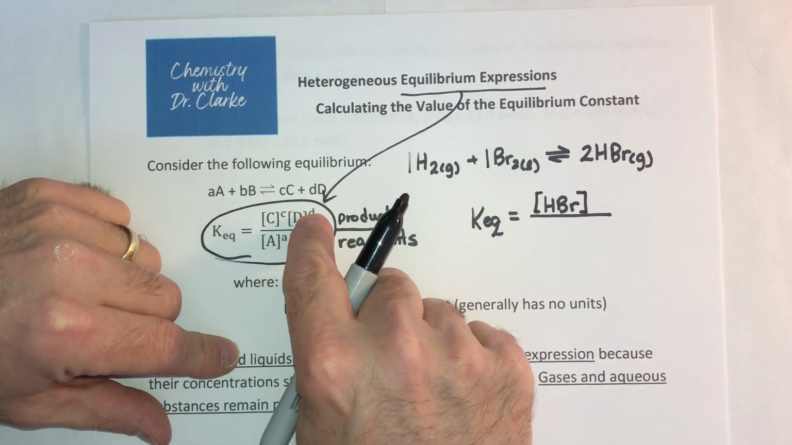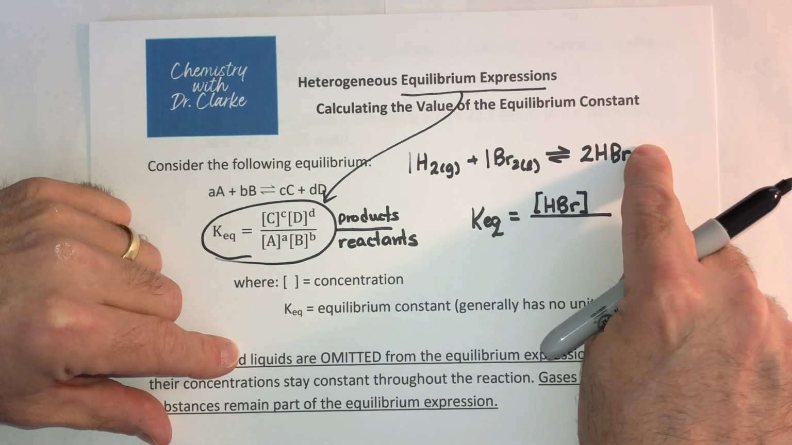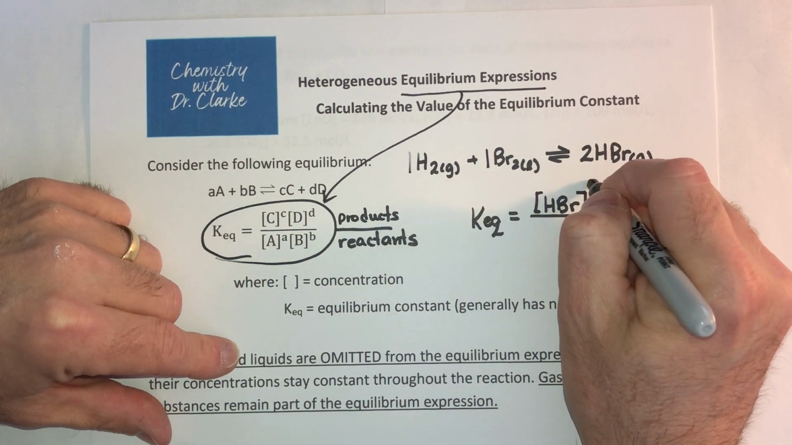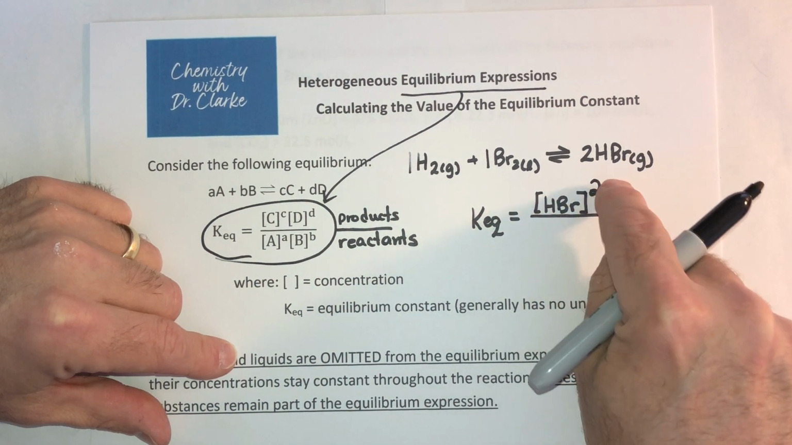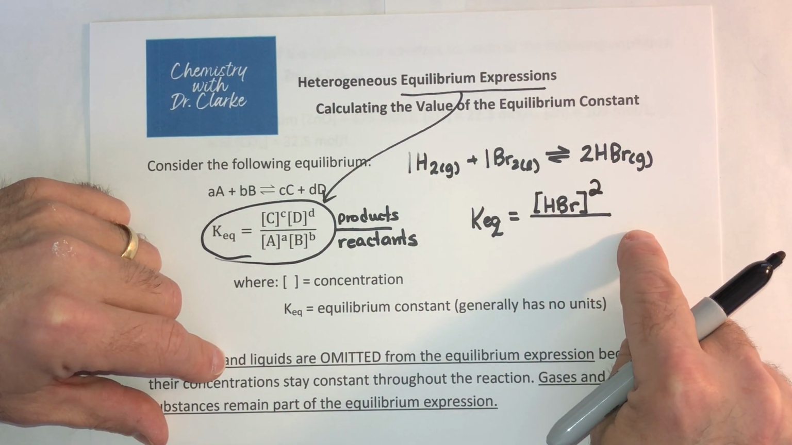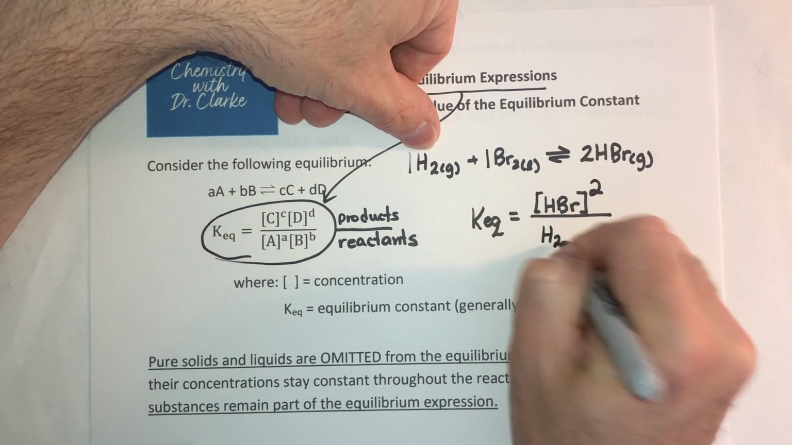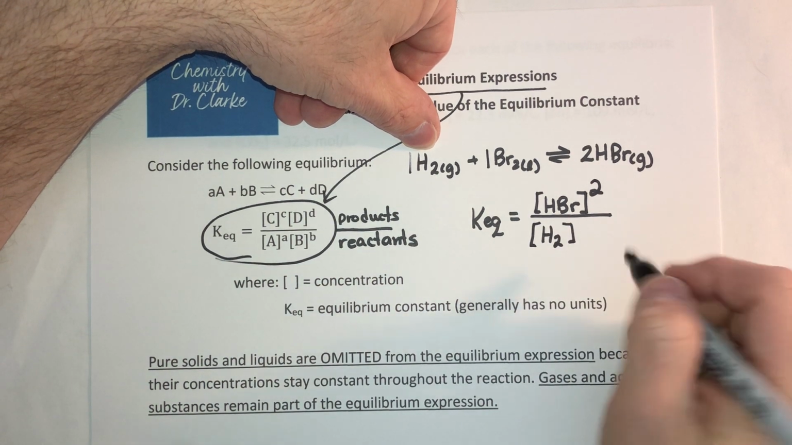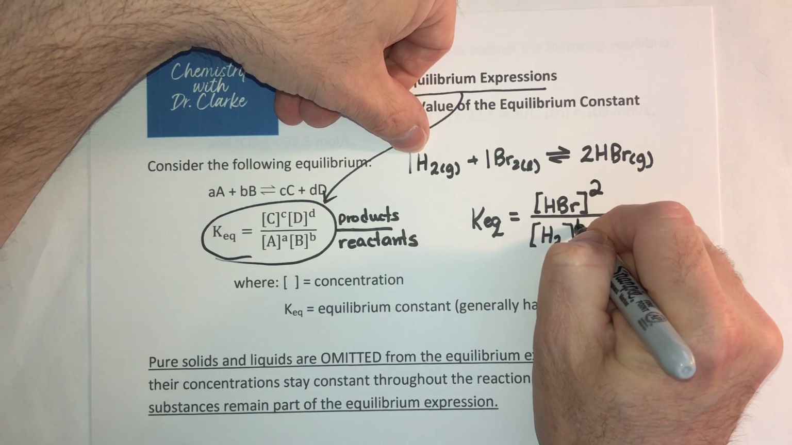Now, let's talk about our powers. Originally, I used the 2 here to balance this equation. Because there's a 2 used to balance the HBr, the power for HBr is going to be a 2. So it's going to be the concentration of HBr squared. Now I'm going to put my reactants in the denominator. So my first reactant is H2. So H2, we're going to use the square brackets to show concentration. And because I used a 1 to balance the equation, this is going to be to the power of 1.